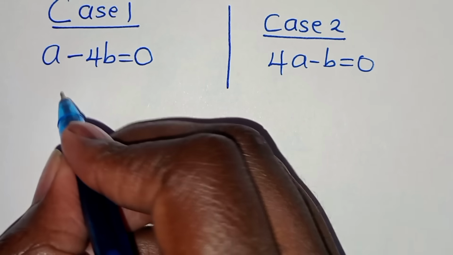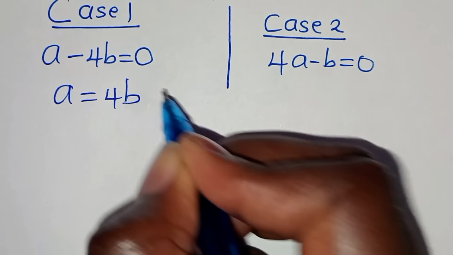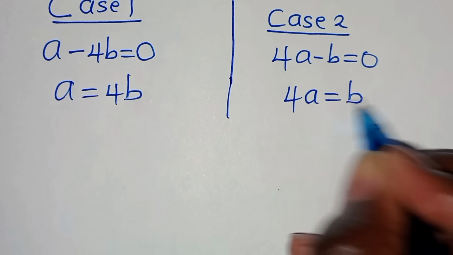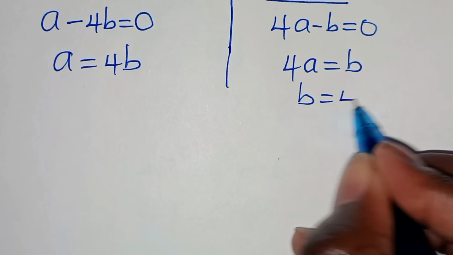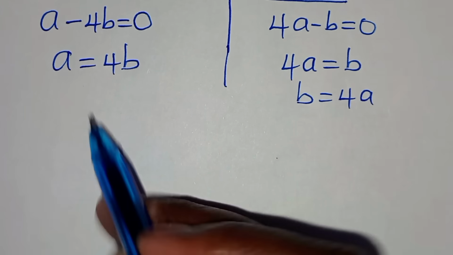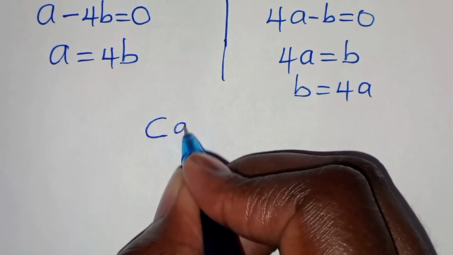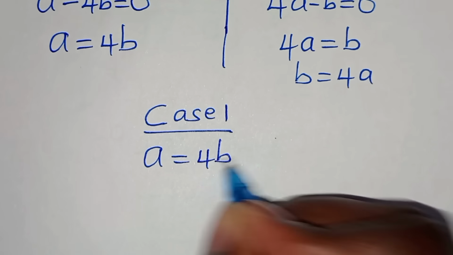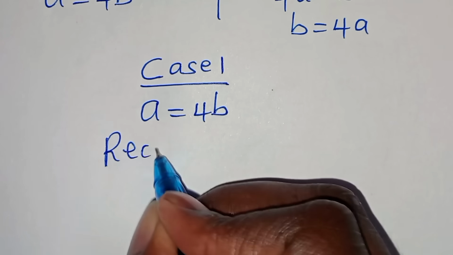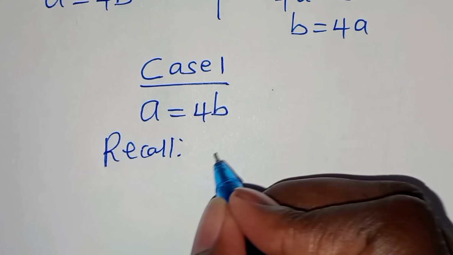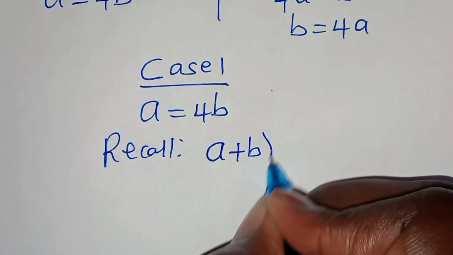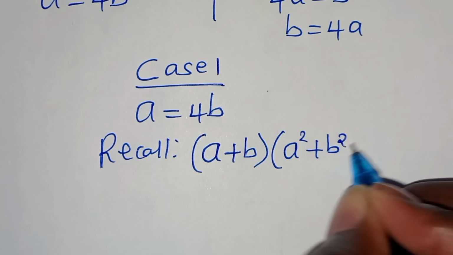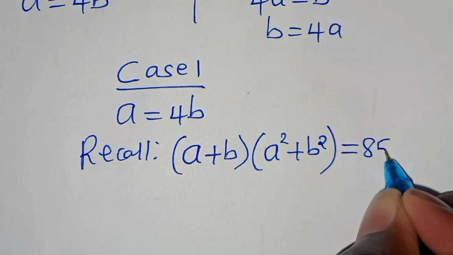Now in case 1 we have that a is equal to 4b, and in case 2 we have that 4a is equal to b, or in other words b is equal to 4a. So referring back to case 1, where we have a is equal to 4b, let's recall equation 1. From equation 1, which is a plus b multiplied by a squared plus b squared, this is equal to 85.